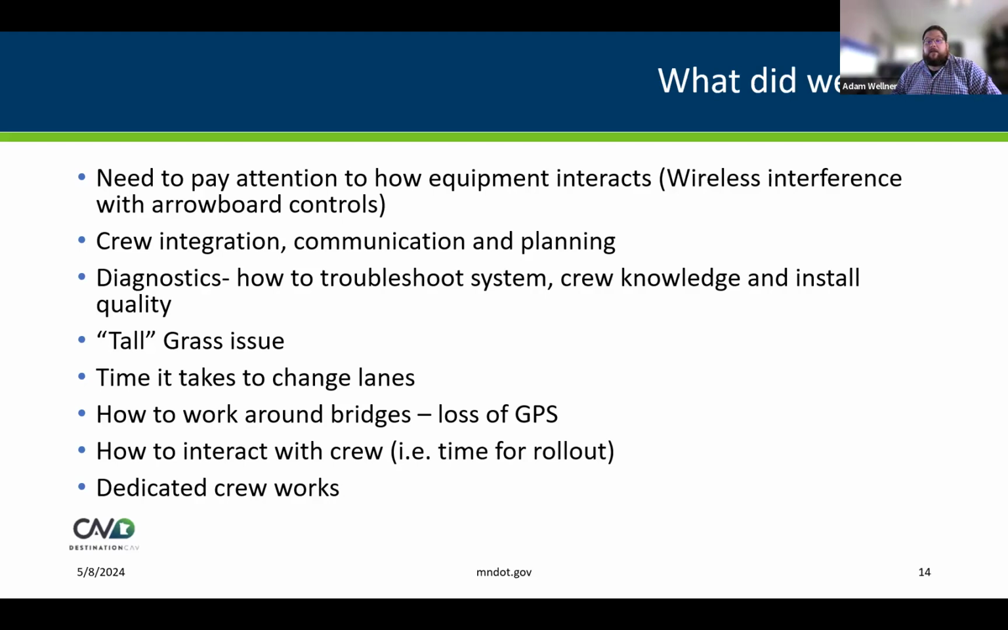We gained a lot of internal knowledge about how to troubleshoot the system and how to work with it. And that was, I think, a significant success from a MnDOT institutional knowledge perspective.